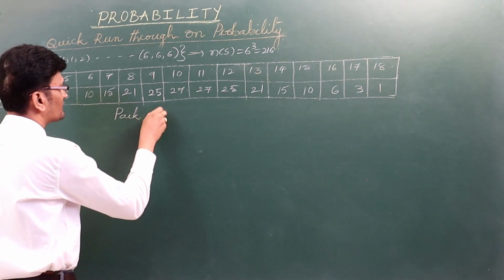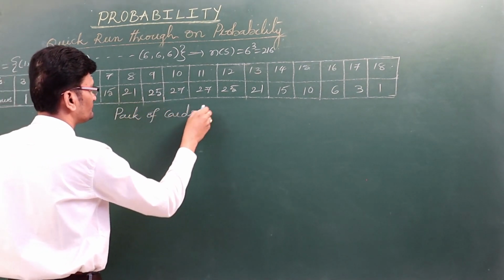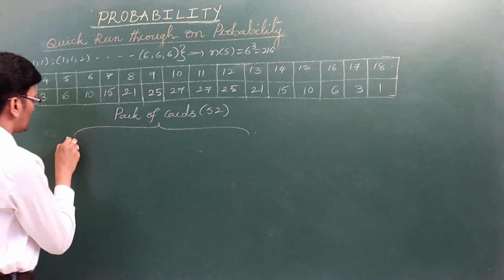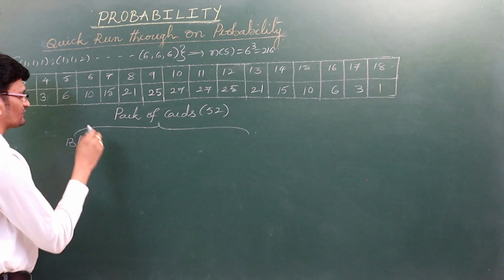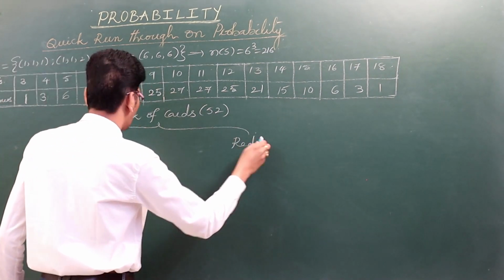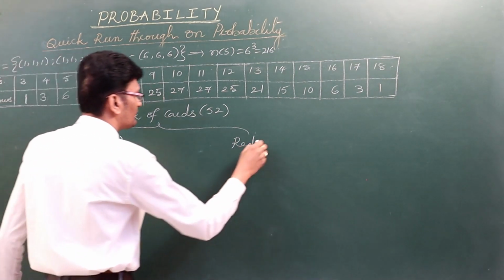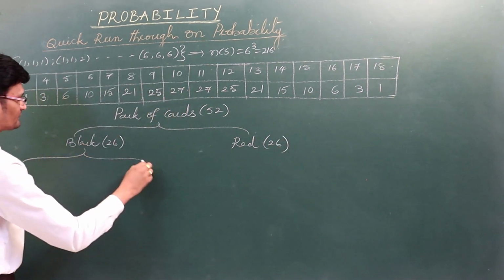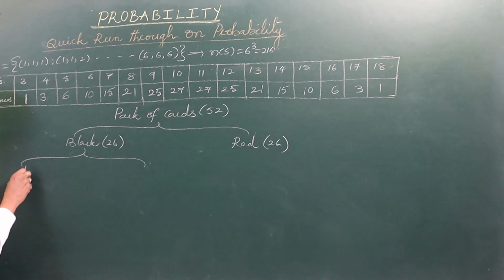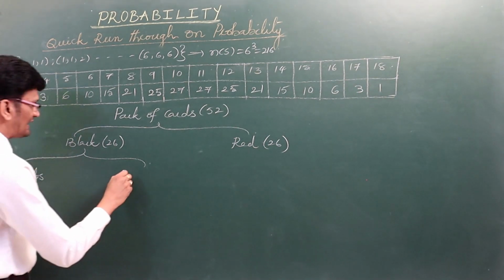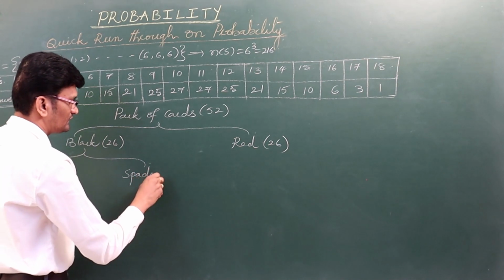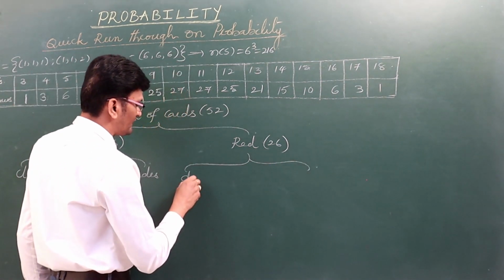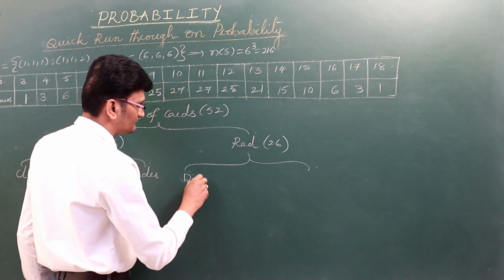All of you know pack of cards contains 52, in which we'll find 2 colors, black and red. Black are 26, red also 26. And black are again of 2 types. What are they? Clubs and spades. And red are again 2 types. What are they? Diamonds and hearts.